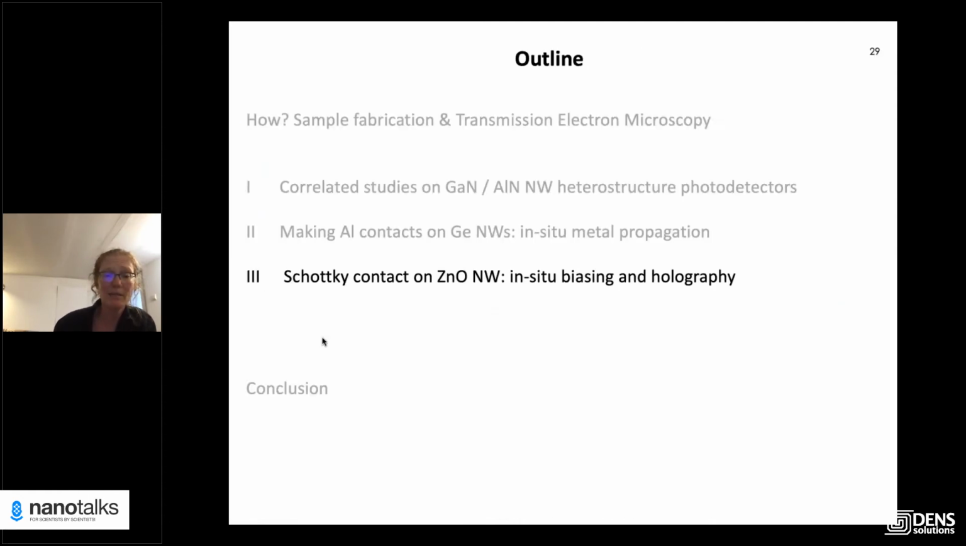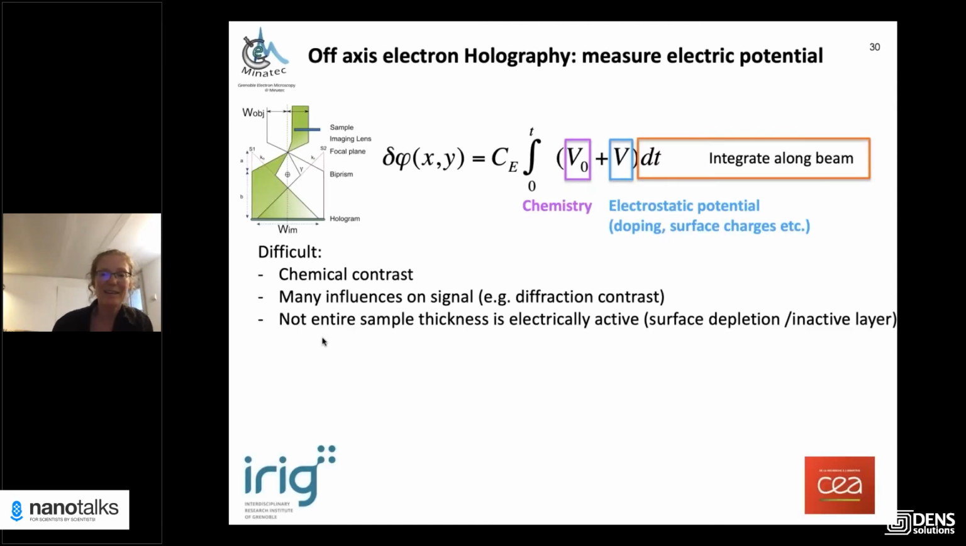So now coming to the last part of my talk, in situ biasing and holography. So first I would like to explain rapidly what off-axis electron holography is. It's a TEM technique. We have a parallel beam, and the sample is put in part of the beam. The other part of the beam goes through vacuum. Then, with the help of a charged wire called the biprism, we interfere these two waves to obtain an interference pattern or hologram in the image plane.